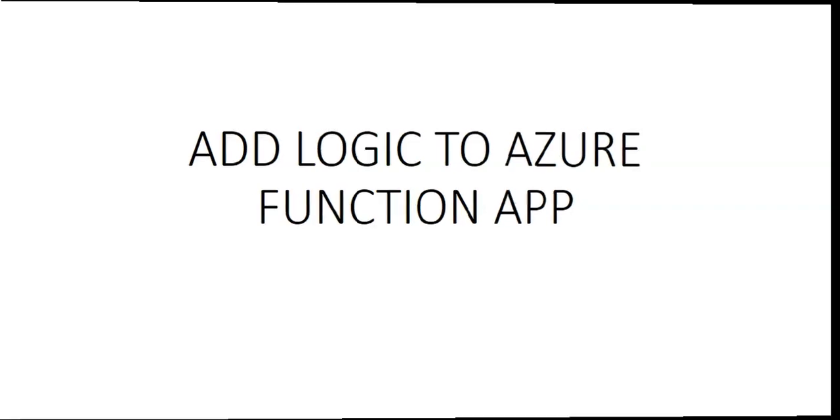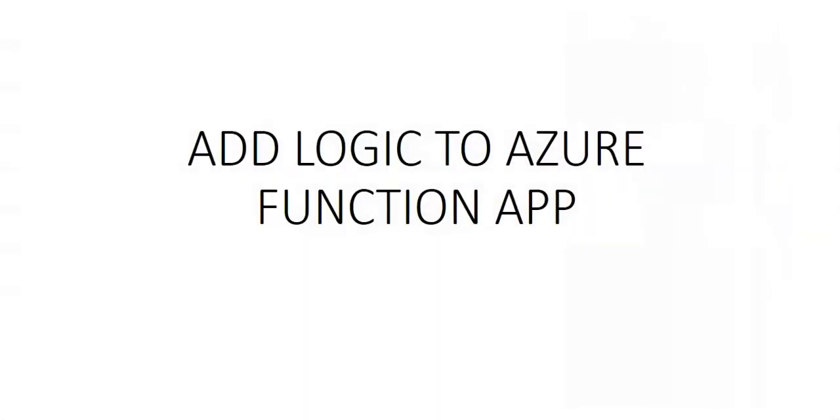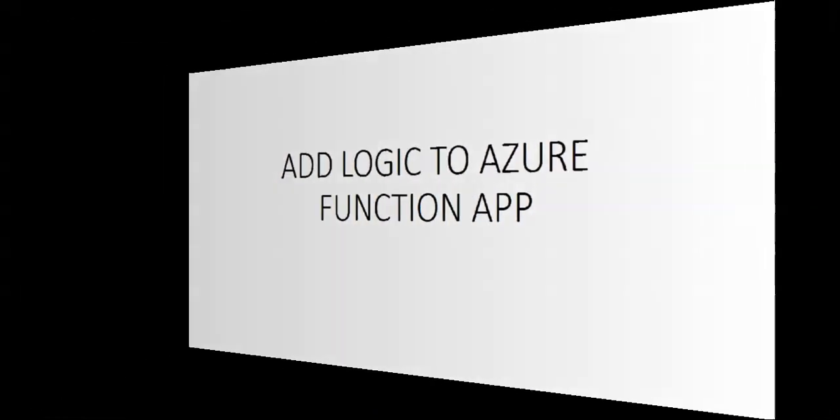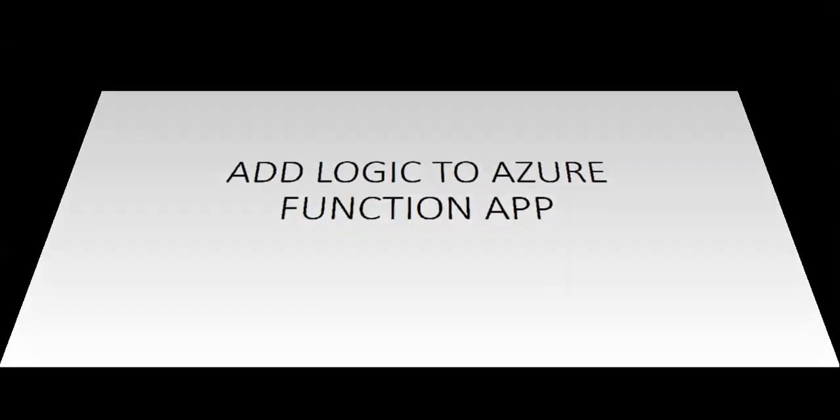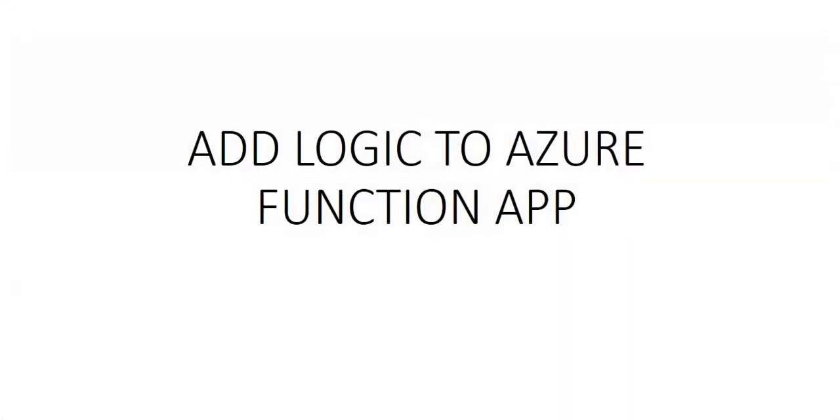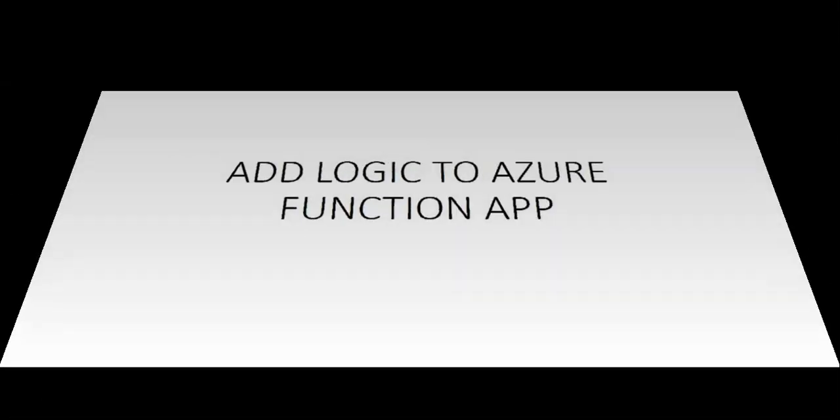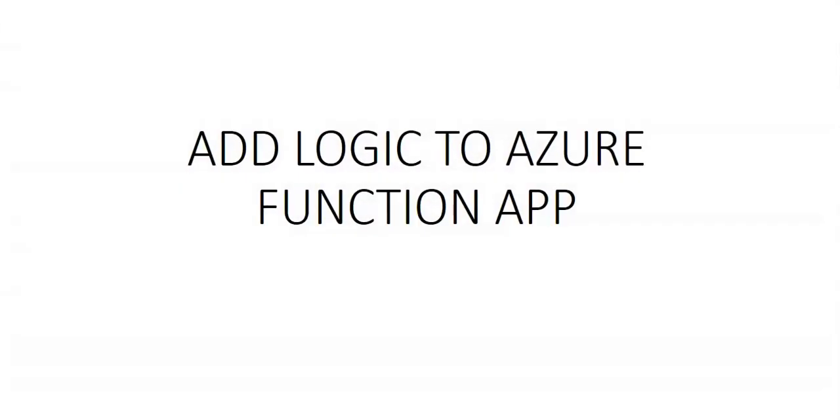So if you remember, we created an Azure function app in the previous video. In this video, let's continue with the old example, and we'll add logic to our service that we'll host in the Azure function app. In this logic, we are going to receive data from the HTTP request. So how will we add a function to the function app?